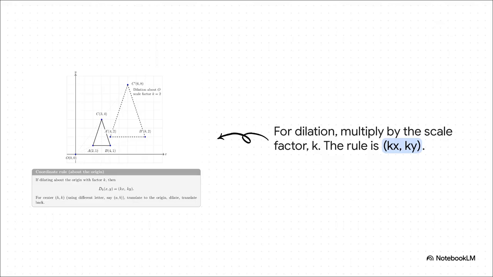And for our dilation, to make that triangle twice as big, the rule was just simple multiplication. You take every single point, (x, y), and you turn it into (2x, 2y). And that one little instruction scales the whole object perfectly.